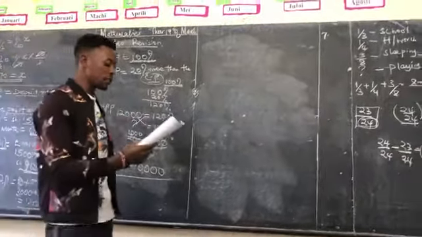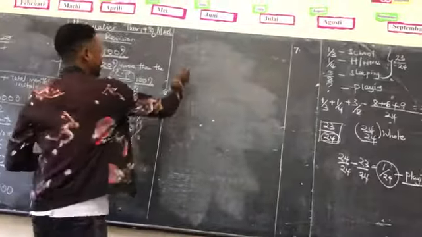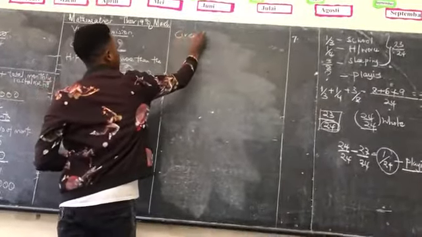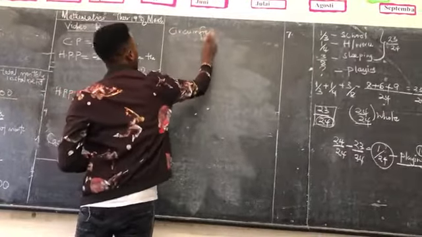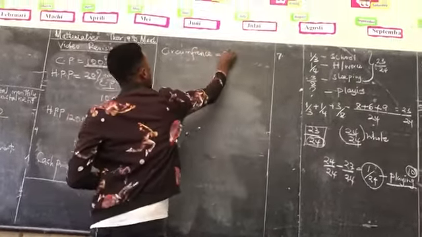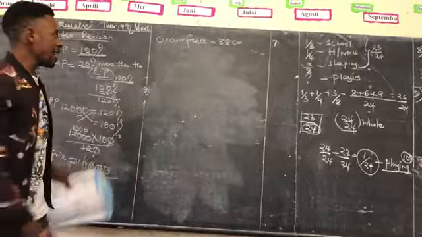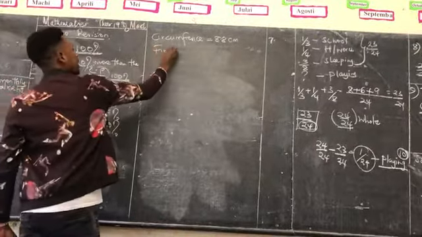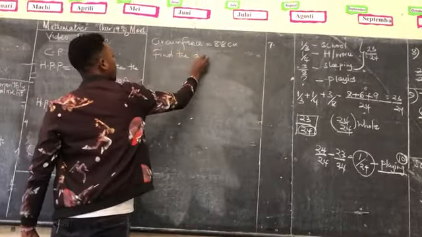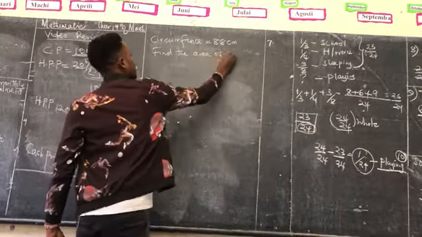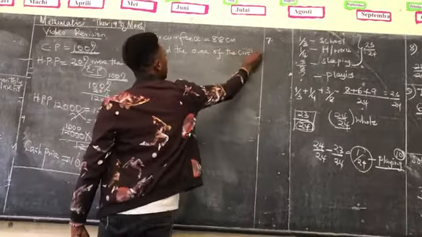Now, the circumference of a circle is 88. The circumference of a certain circle is equal to 88 centimeters. Find the area of the circle.